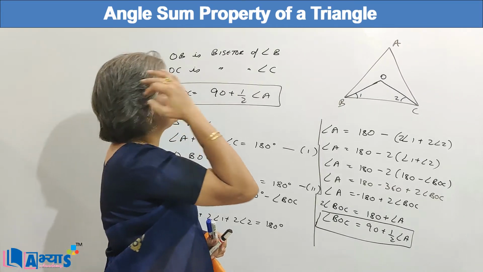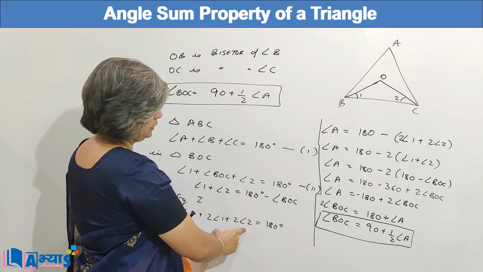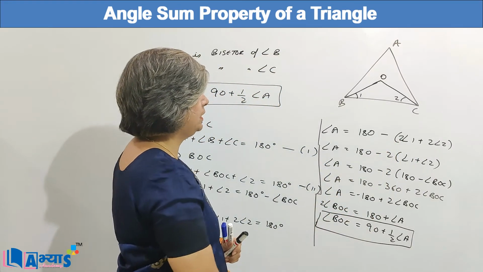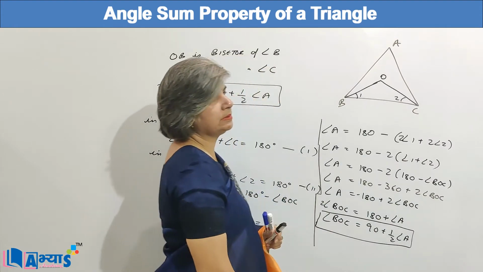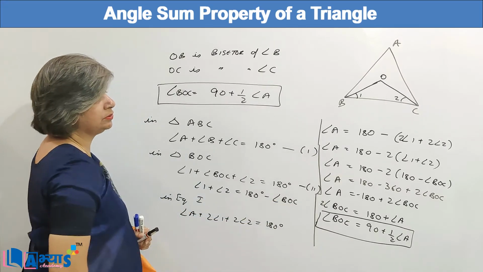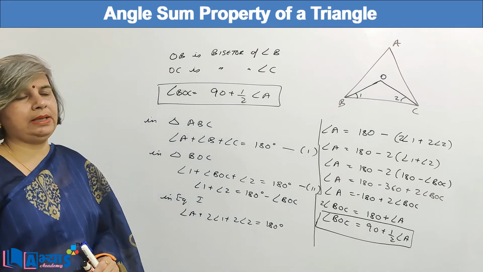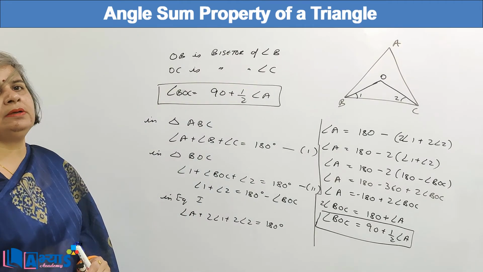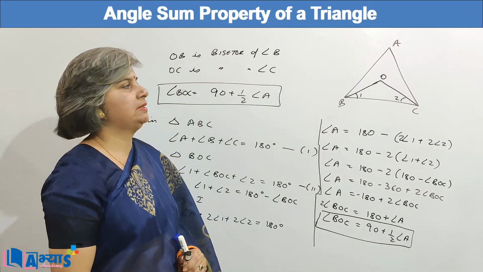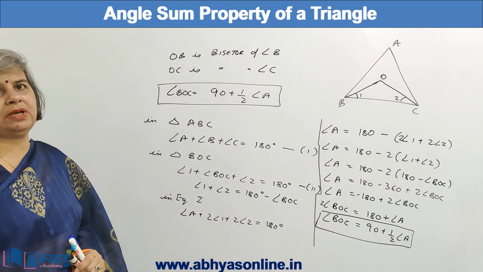So now we have tried to solve the equation: angle A is equal to 180 minus, now I have taken this to the right hand side, so minus this, and now I have taken 2 common, so it becomes 180 minus 2 bracket angle 1 plus angle 2. So now I am replacing the value of angle 1 plus angle 2 with 180 minus angle BOC. So further simplifying, I got 2 times angle BOC is equal to 180 plus angle A, or we can say angle BOC is 90 plus half of angle A. So hence we have proved that if OB and OC are the bisectors of angle B and C of a triangle ABC, then angle BOC is 90 plus half of angle A.